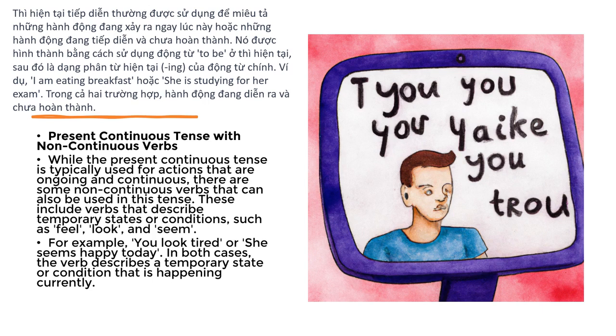For instance, when we say "You look tired" or "She seems happy today," we are describing temporary states that are happening right now. The present continuous tense is therefore a useful tool for describing a range of actions, both continuous and temporary, and allows us to convey more nuanced meanings in our communication.